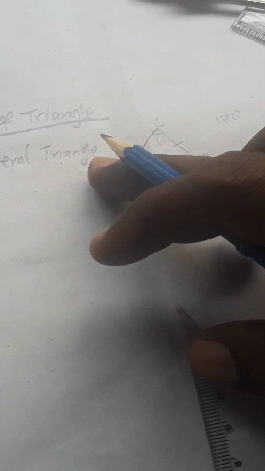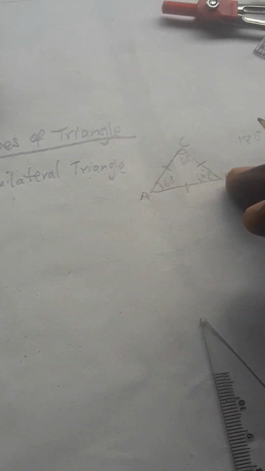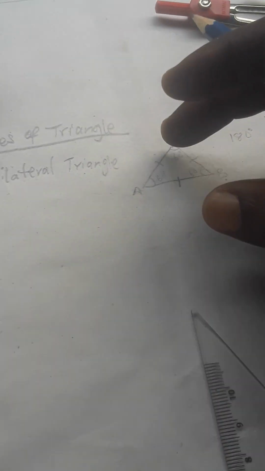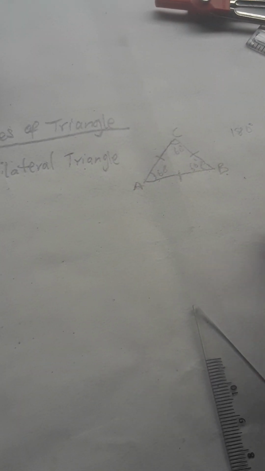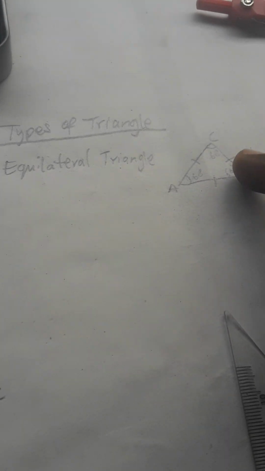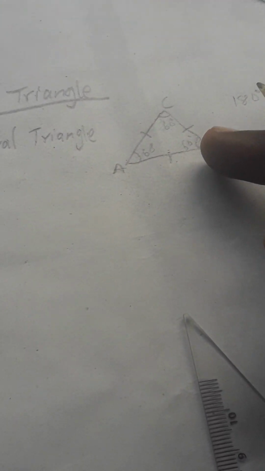If all the sides are equal, that is the reason why it is called equi. Equi means equal. A triangle that has equal sides. The side AB is equal to BC. BC or CA is the same thing as AB. So all the sides are equal. Since all the sides are equal, all the angles are also equal. And each angle in the equilateral triangle is 60 degrees.